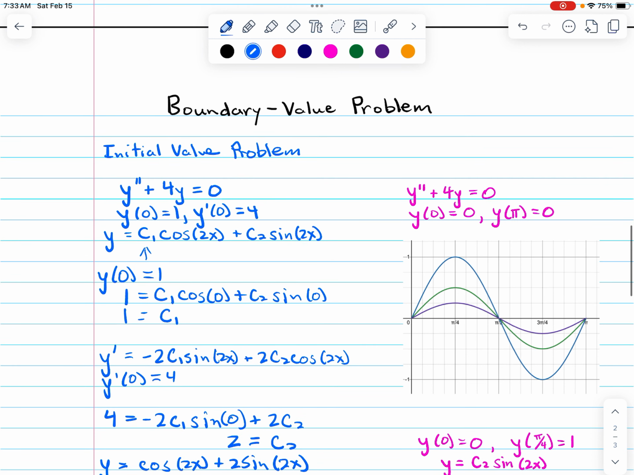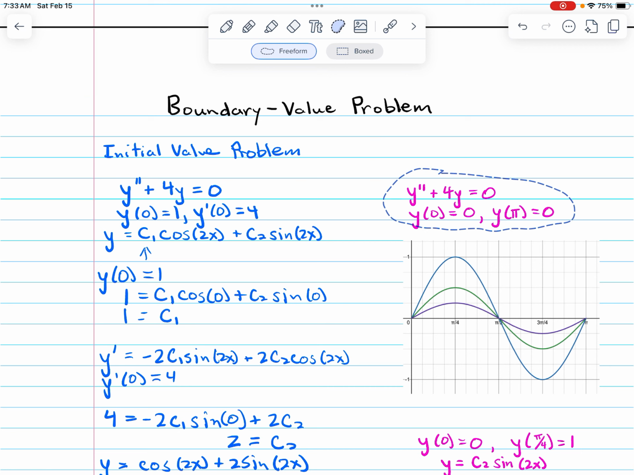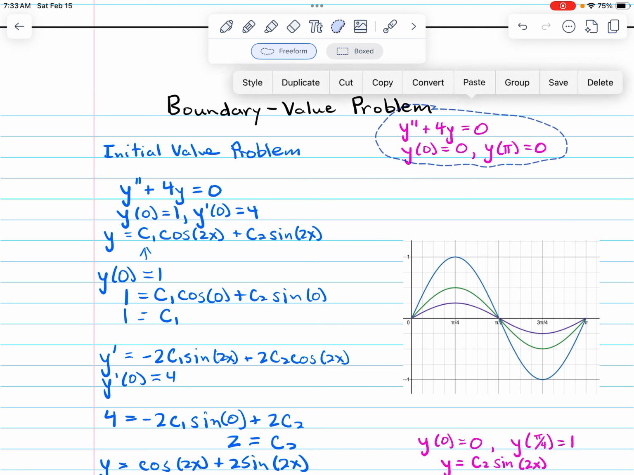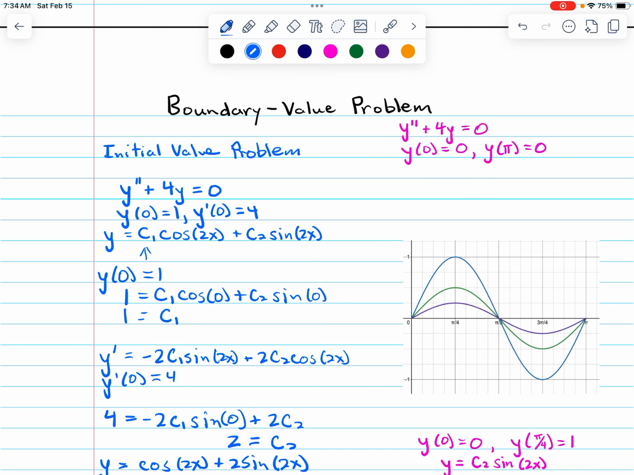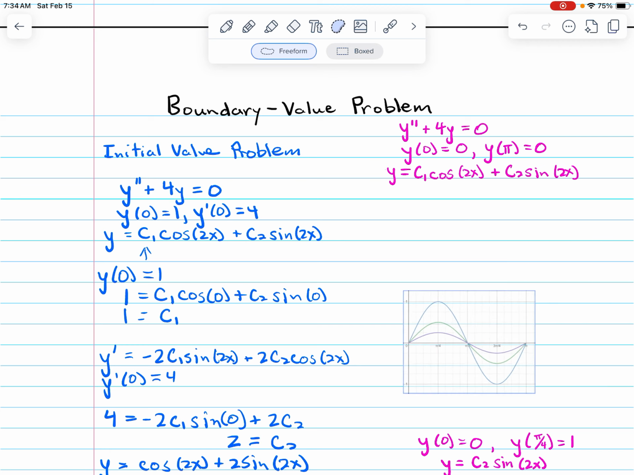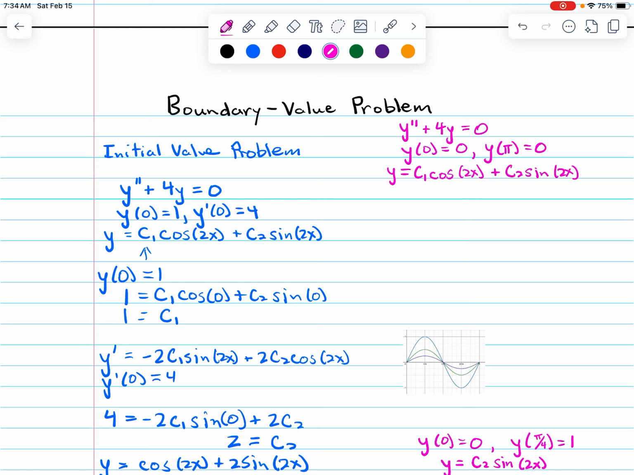Okay, so let's take a look at this one. Let me move this up a little bit. And I still get that y equals c1 cosine 2x. This is just the general form that we have. Okay? And let me give myself a little more room here. I want to shrink this down. I want to see if I can figure out what these coefficients are.